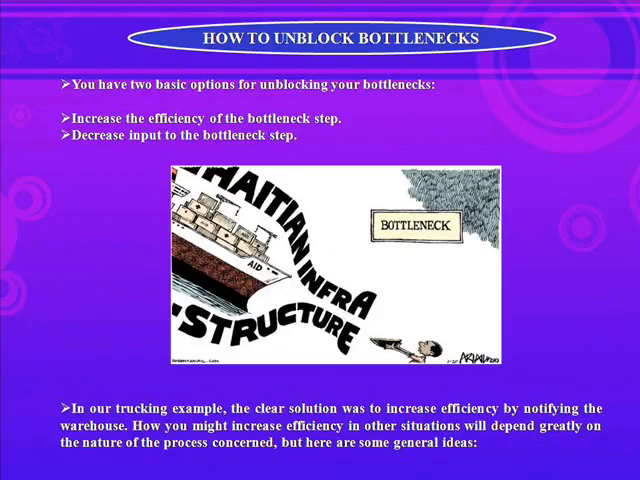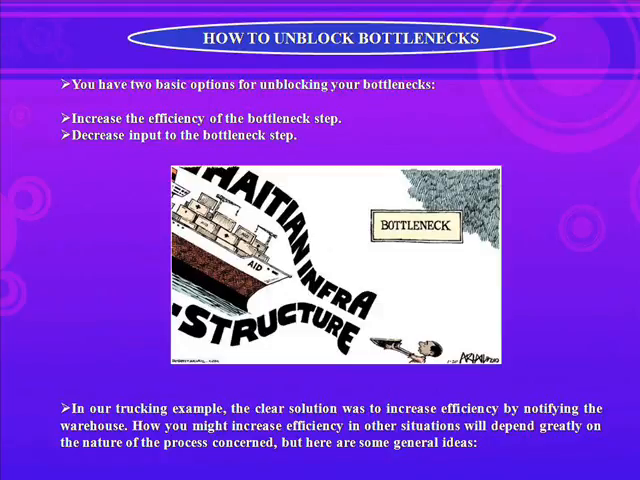How to unblock bottlenecks? You have two basic options for unblocking your bottlenecks. Increase the efficiency of the bottleneck step. Decrease input to the bottleneck step. In our trucking example, the clear solution was to increase efficiency by notifying the warehouse. How you might increase efficiency in other situations will depend greatly on the nature of the process concerned.